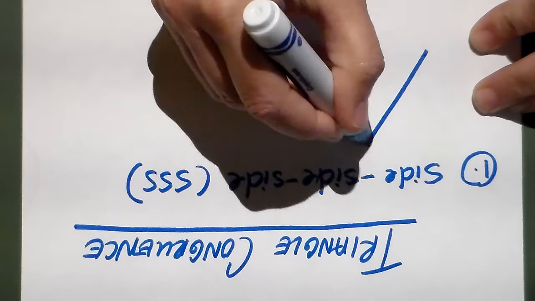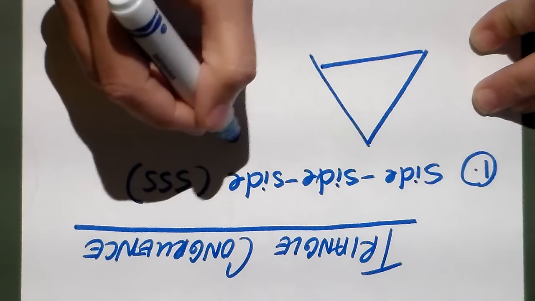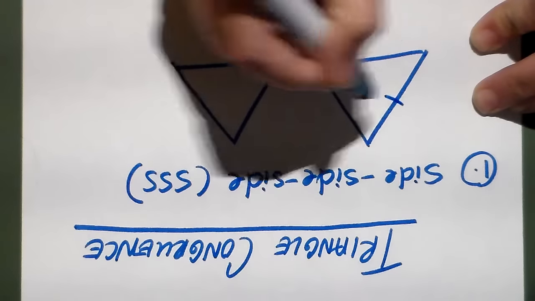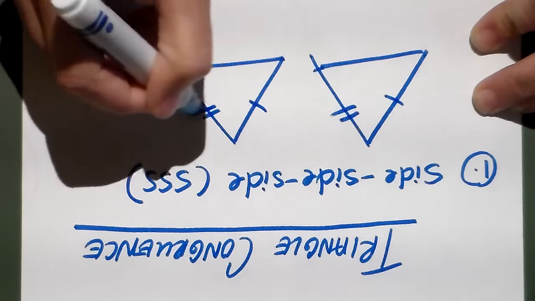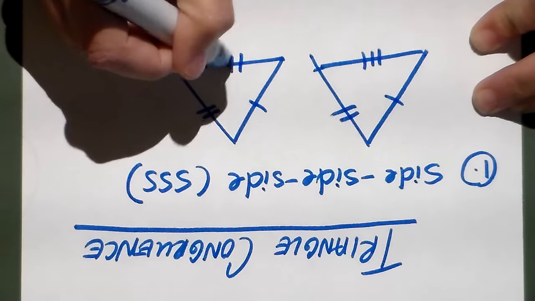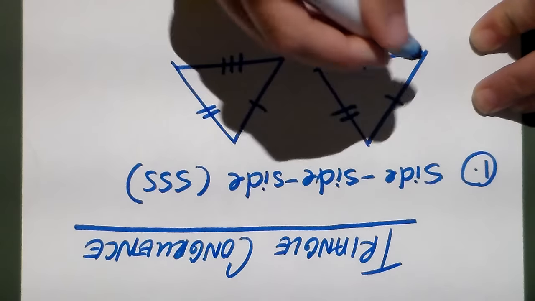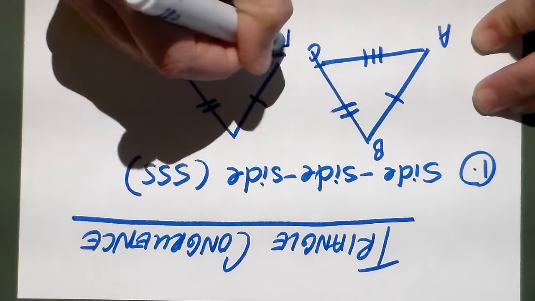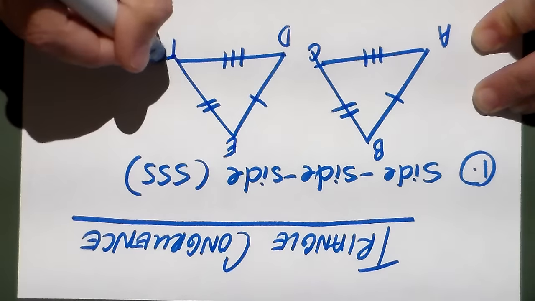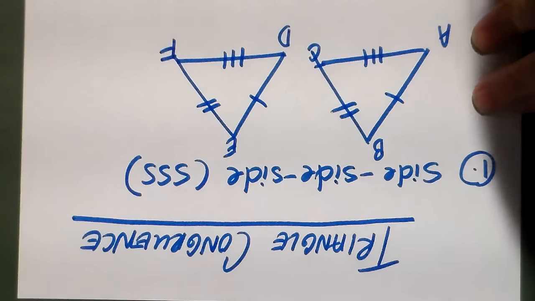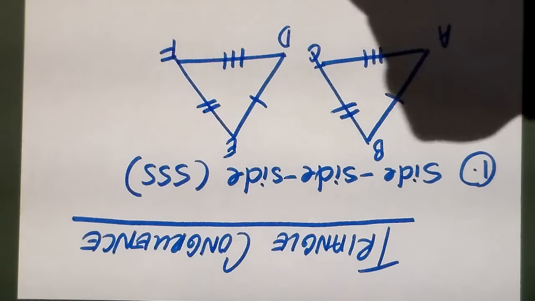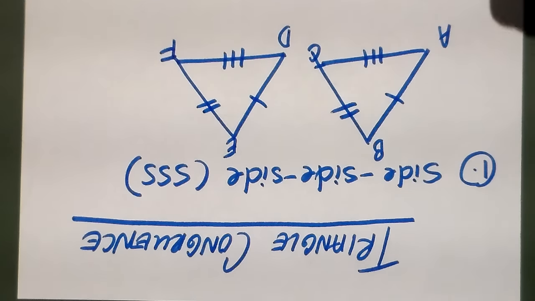So side-side-side congruence is when we have two triangles and we're able to prove that all three sides are congruent. Now if you remember, once I've proven that two triangles have the same exact side configuration, like all three pairs of sides match up, that's enough information for me to say that the two triangles are congruent.